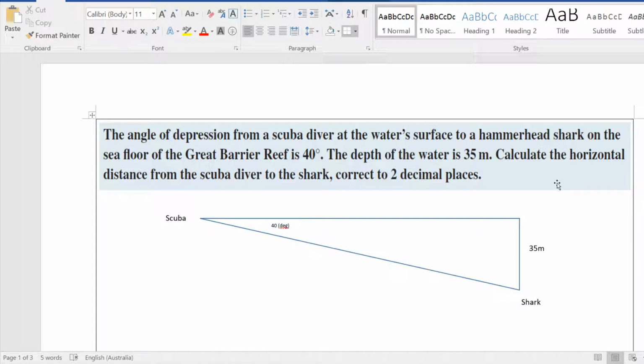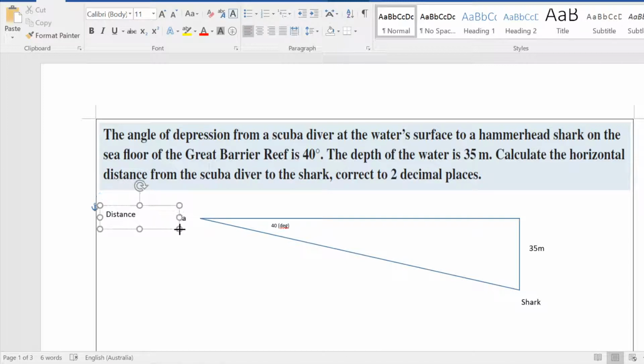When you think of horizontal, think of horizon, and think of how the horizon stretches, just like along here. So what we're trying to find is our distance here. I'll put distance here and make this a bit bigger.